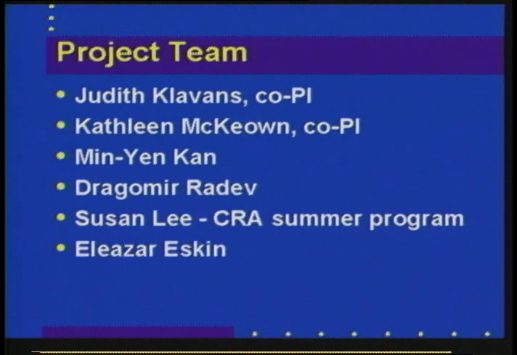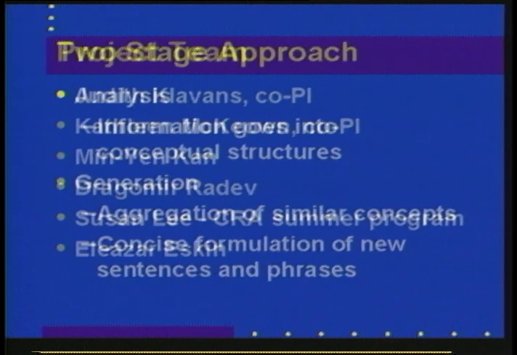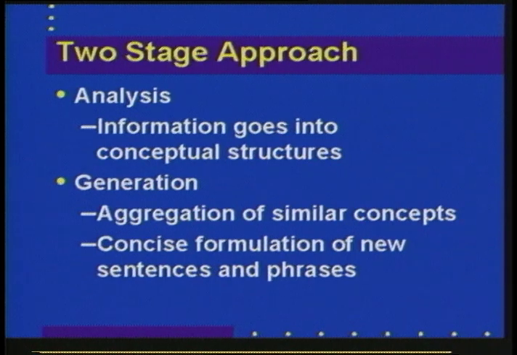The project team members are listed here, the co-PIs and the students. We were very fortunate to have a student working with us this summer, in the CRA summer program for undergraduates, and she's from Berkeley. And as I said, we take a 2-stage approach, very different from what I showed you at the beginning, of analysis and generation. Our information goes into conceptual structures, and then we aggregate similar concepts and create new sentences with computational linguistic techniques to generate language.